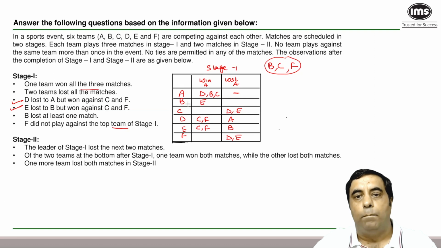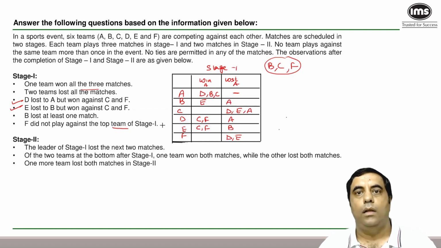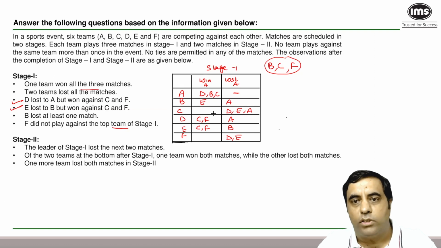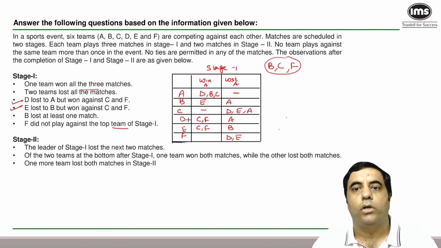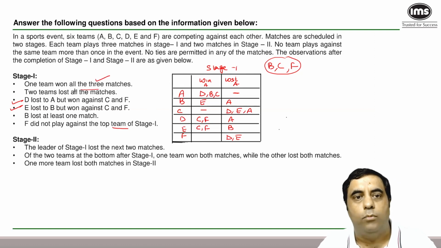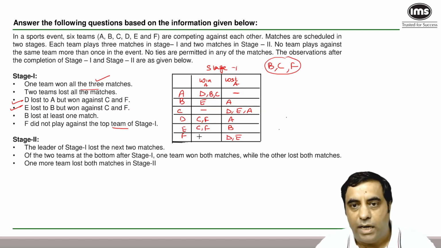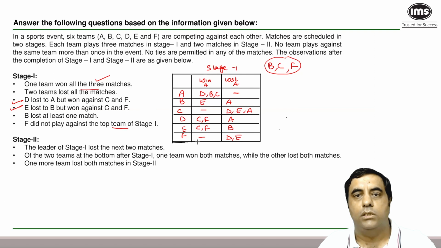and since A won against B and C, we can straight away say B and C lost against A. So we'll put that B lost against A and C also lost against A. Right? So that means now C is one of those teams who has lost all the 3 matches. So we know the team who has won all the 3 matches, and the team who has lost all the 3 matches is C. Now, the only team who can lose all the 3 matches other than C is F. So thereby we can straight away say F also lost the 3rd match.